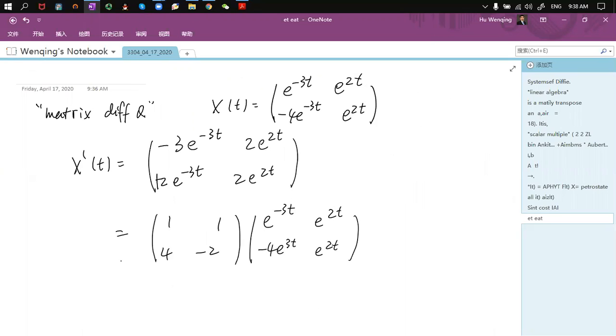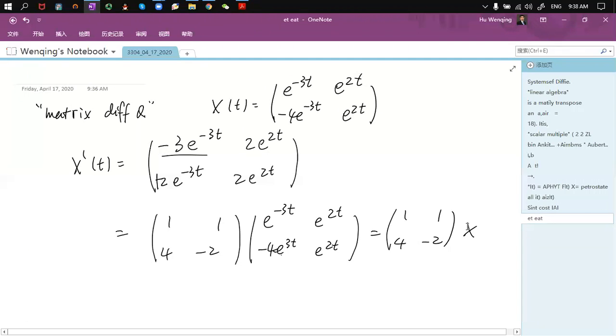You can see that it works. For example, this is e power 3t minus 4 e power 3. So that's minus 3 e power 3t. And you have e power 2t power 2 times. So this is actually 1, 1, 4 minus 2 multiplied by x. So it's already very close to our target.